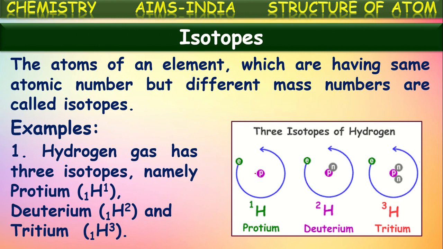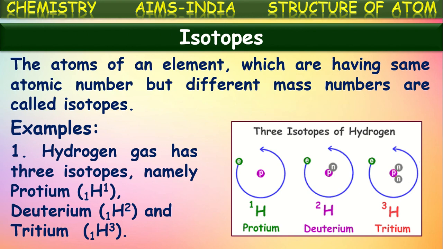Protium has only one proton, no neutrons. That's why its mass number is 1. And if you observe deuterium, it has one proton and one neutron. So its mass number is 2. In a similar way, tritium has one proton and two neutrons. So its mass number is 3.